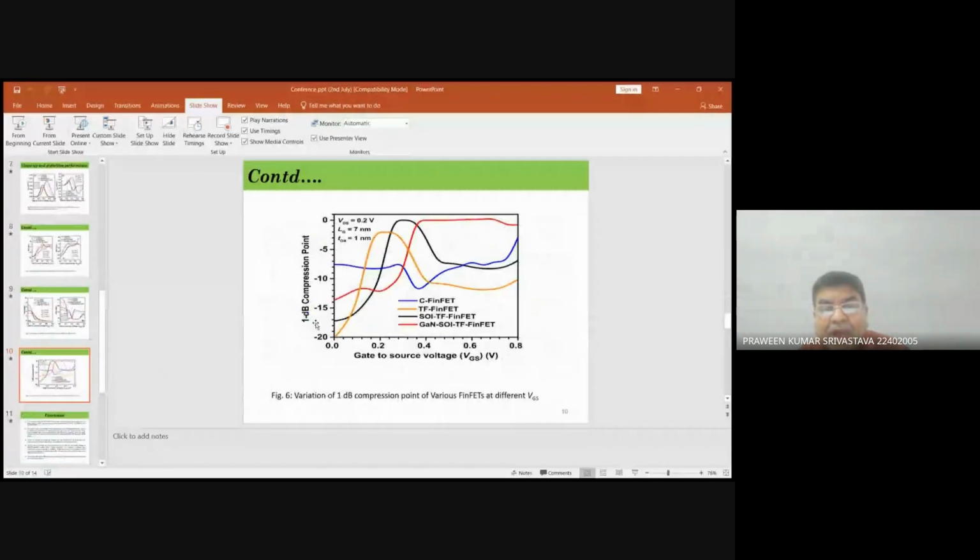There is also one more parameter, the 1 decibel compression point. It is the point at which input power and output power differ by 1 decibel. The higher the value, the better the linearity. So we can say that the proposed gallium nitride device gives better linearity as compared to all the other devices, because the 1 decibel compression point for the proposed device is the maximum as compared to all the other devices.